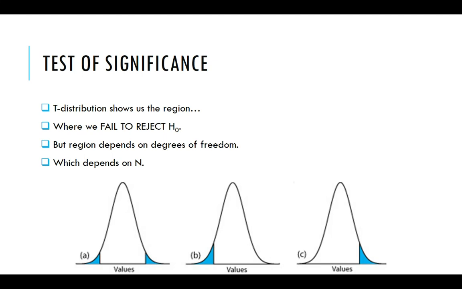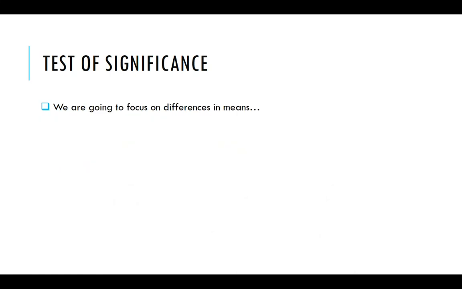So when we're using our t-table to figure out the chance of failing to reject H naught, well, it's going to depend on our degrees of freedom, which depends on our number of observations. There's not just kind of one number to go look at. This means we have to learn how to use the t-distribution for different degrees of freedom that come from different numbers of observations. Now, we're going to be focusing on difference in means specifically.